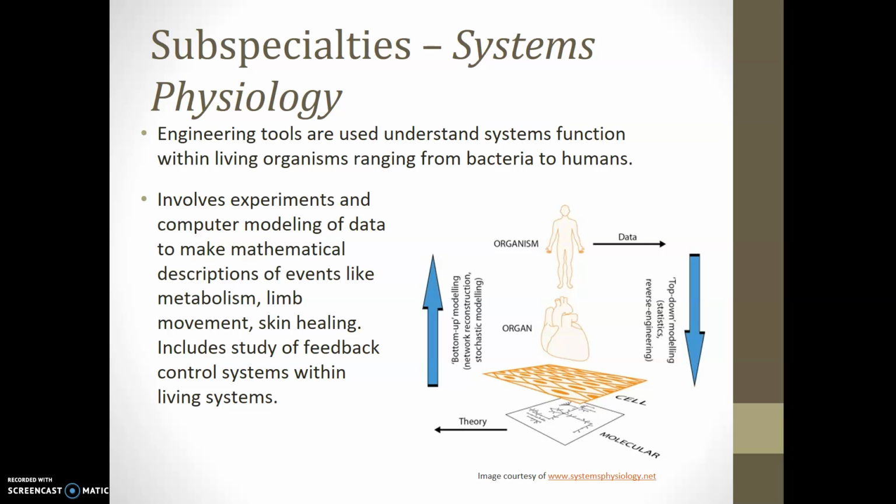So this is called system physiology. Engineering tools that are used to understand the system and function within a living organism, ranging from the bacteria to the human. This involves experiments in computer modeling of data to make mathematical descriptions of events like metabolism or limb movements or skin healing. This is going to be down to looking at how does it work on a mechanical process, on a molecular process, looking from bottom up and seeing how things work, or top down looking at something like this. How does it all work together? So this is just some of those special subspecialties within the biomedical unit.